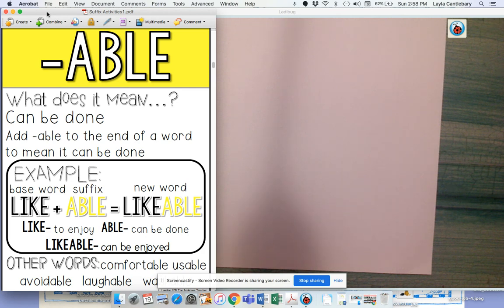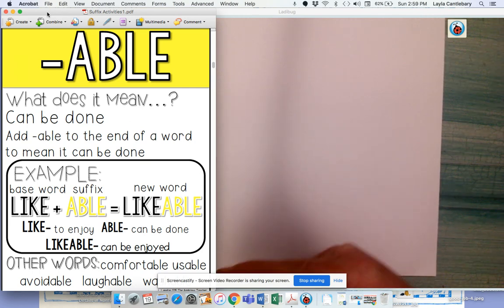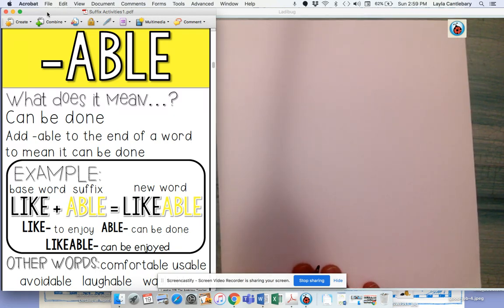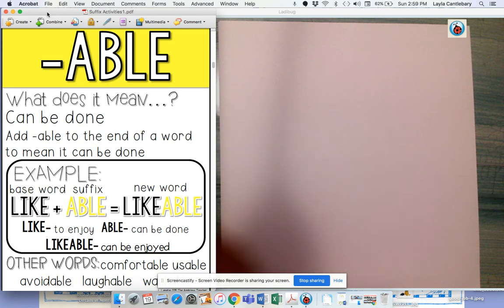For example, when you add able to the end of like, you get likable, it means can be liked, or they say can be enjoyed, because like means enjoyed. Now, when you're defining these words, you want to show, as a reminder, that you understand the meaning of the suffix and the root word, and that you could put them together.